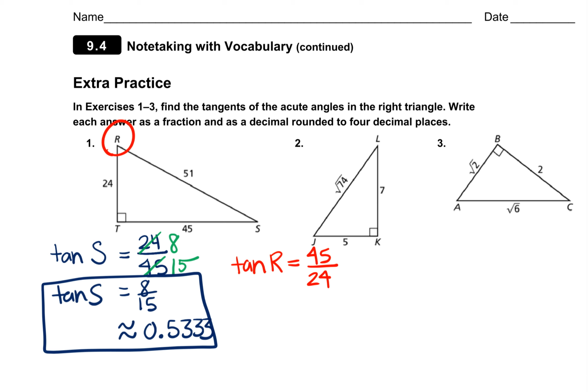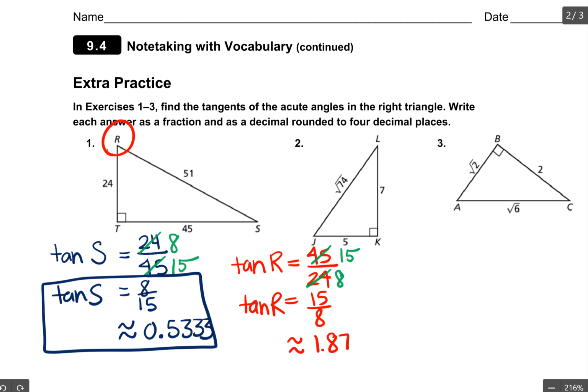And we can also reduce that. So 45 and 24 also reduce by 3. So 45 becomes a 15, 24 becomes an 8, and we got 15/8. So tangent of R is that. And then it's approximately, we plug it into our calculator, we get 1.8750. And that's how we find the tangent of that angle.